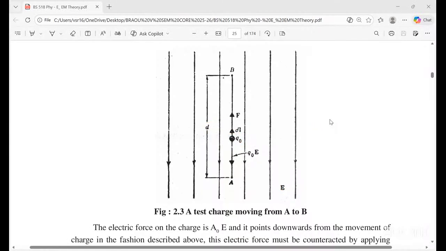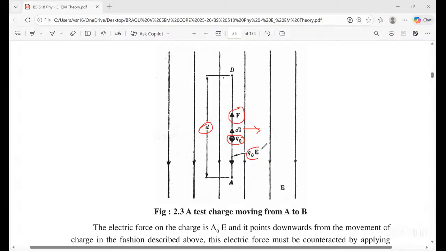So that is the case to be observed here. If you want to move the test charge from A to B, from infinity to the desired point here, the distance is small d. What are you moving? A test charge Q naught. How much length is to be moved here? dl of length, by applying such a force.